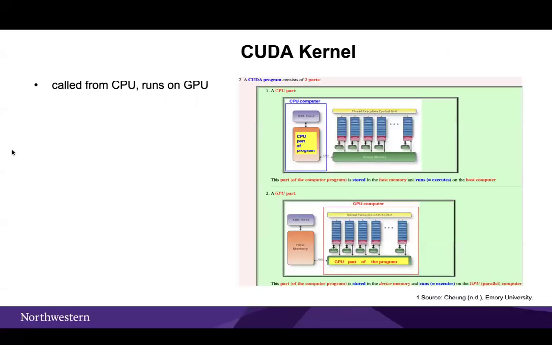The CUDA program has two parts. The CPU part is host code and the GPU part is device code. The CPU part is stored in the host memory and runs on the CPU, responsible for launching kernels. The GPU part is stored in the device memory and runs on the GPU in parallel. CUDA kernels allow developers to execute functions on the GPU called from the CPU, enabling HPC.